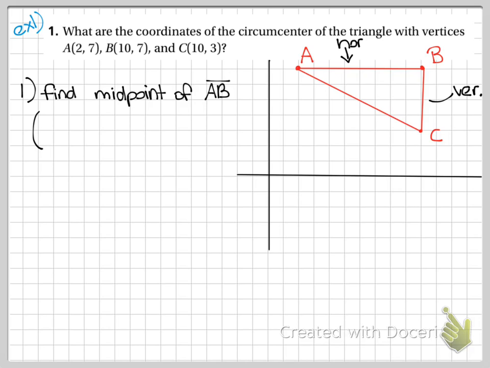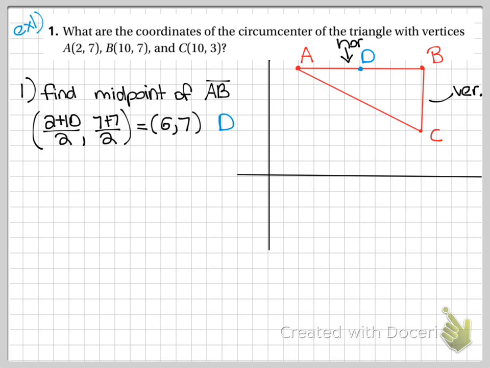To do that, we have to use the midpoint formula, which you should all know, but I'm just going to go ahead and work it out. That'd be (10 plus 2) over 2, and then (7 plus 7) over 2. So the midpoint of AB would be (6, 7). I'm going to go ahead and graph that. That would be right about here. We'll call that point D, the midpoint of AB.